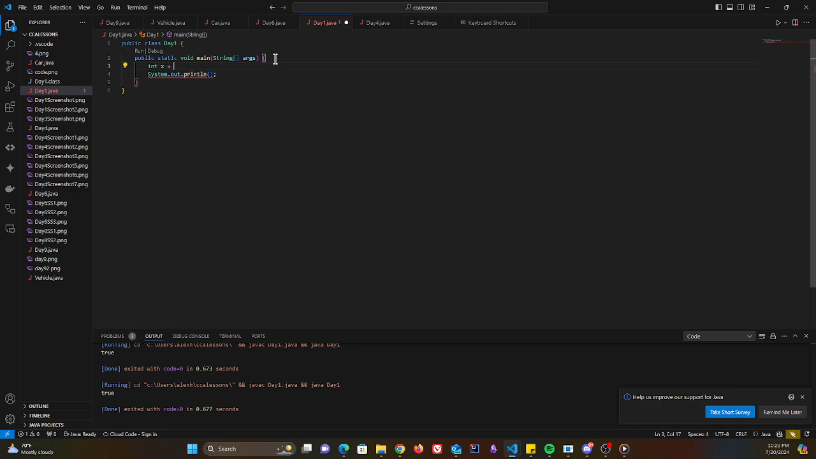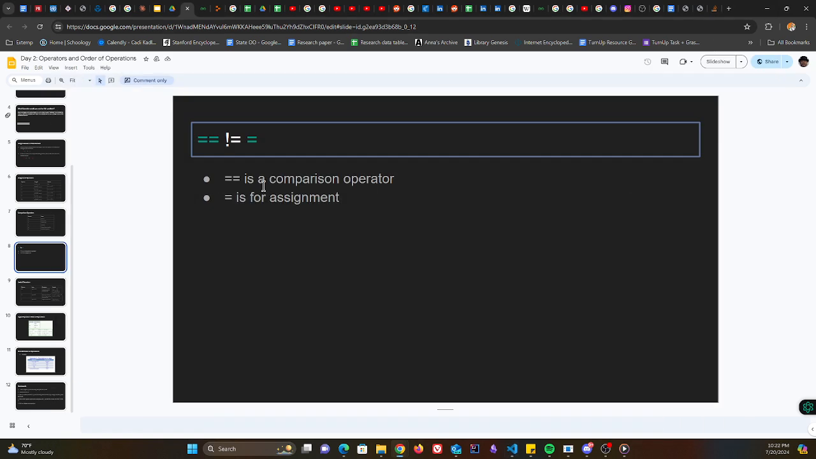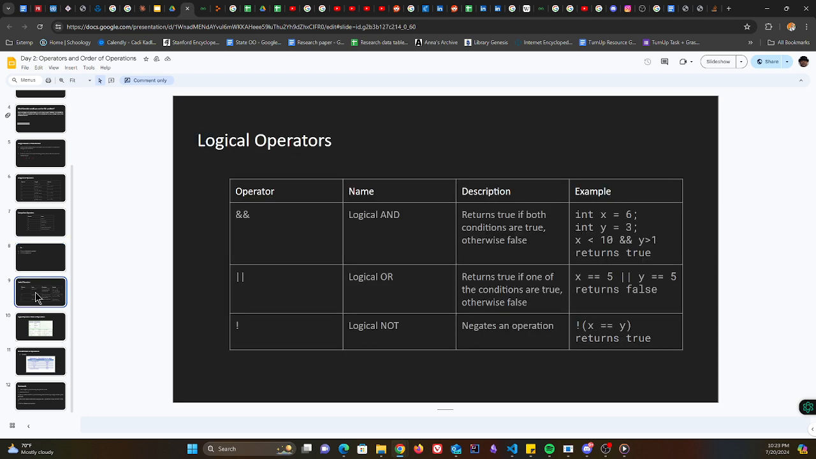The single equal sign is just for assignment. It's assigning a value to a variable, for example. So just in summary, the double equals is a comparison. You're just comparing two values. Equals is for assignment. You're assigning a value to a variable.